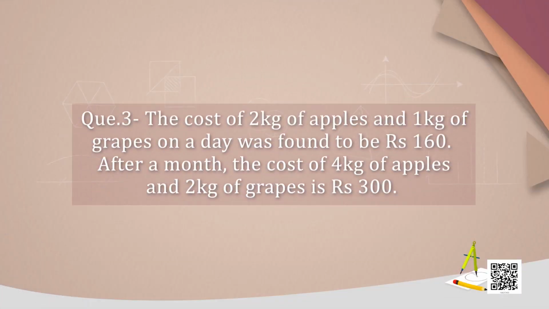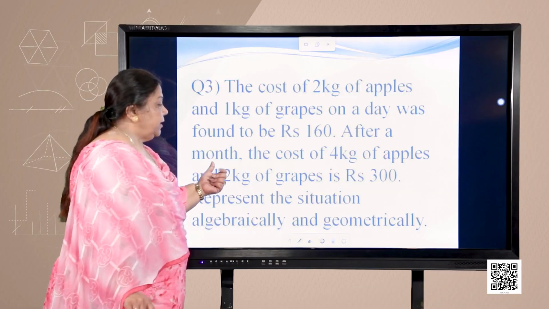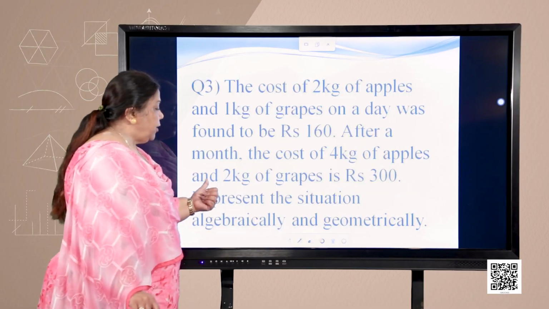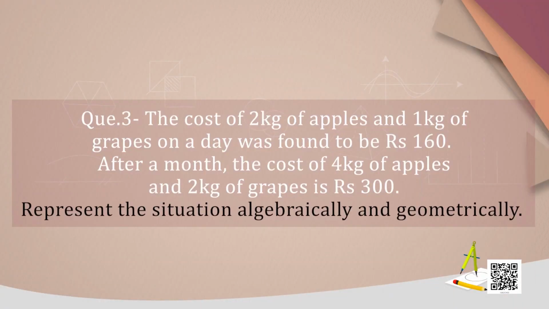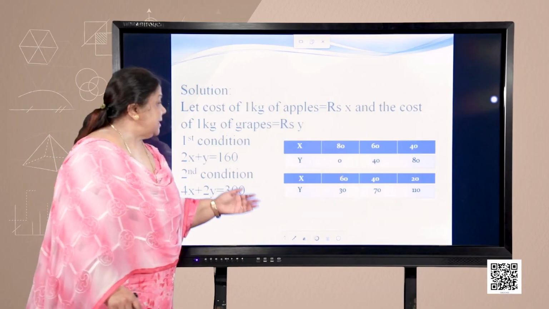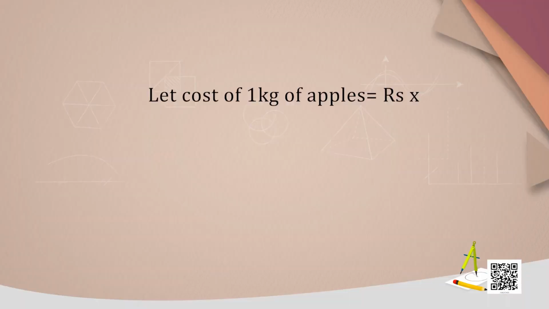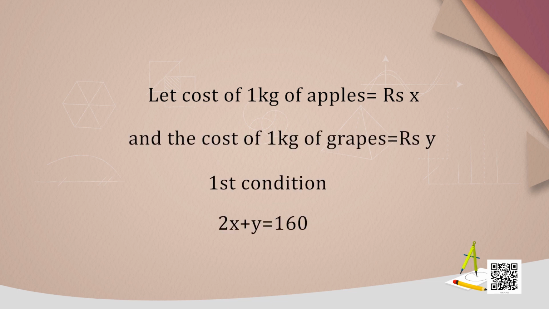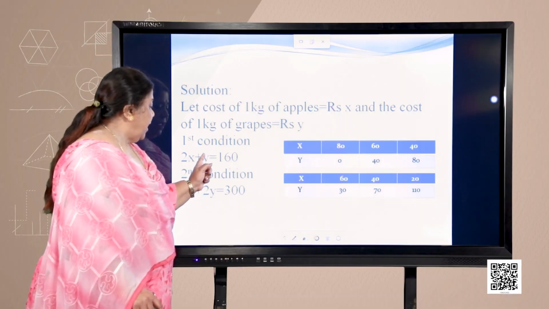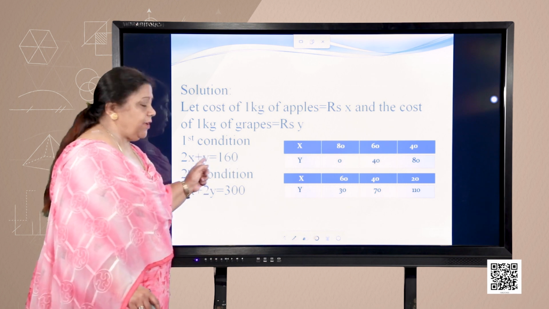The cost of 2 kg of apples and 1 kg of grapes on a day was found to be rupees 160. After a month, the cost of 4 kg of apples and 2 kg of grapes is rupees 300. Represent the situation algebraically and geometrically. So students, let us take the cost of 1 kg of apples as x rupees and the cost of 1 kg of grapes as y rupees. The first condition was 2x plus y is equal to 160.